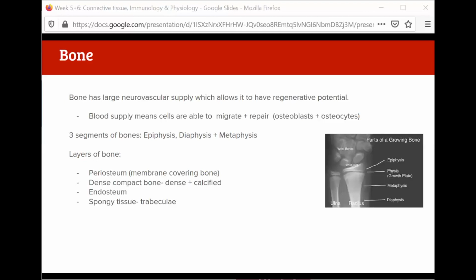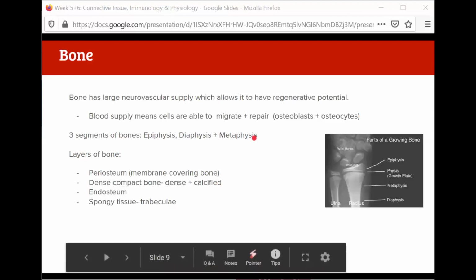Again, with poor blood supply, cartilage doesn't regenerate well, so chondrocytes aren't actually able to migrate and replace damaged cartilage very well, and instead, cartilage is often replaced with scar tissue, so a different type of tissue.